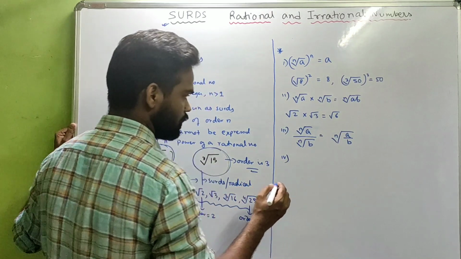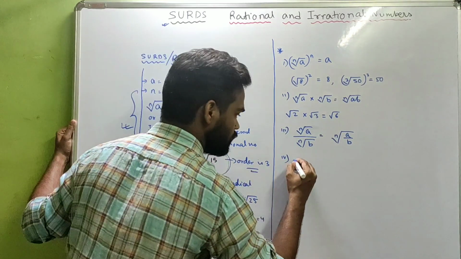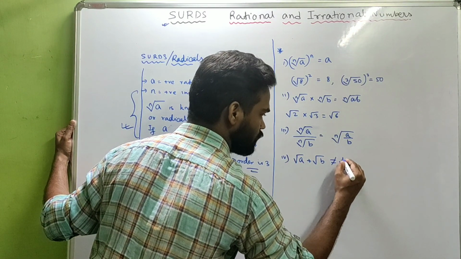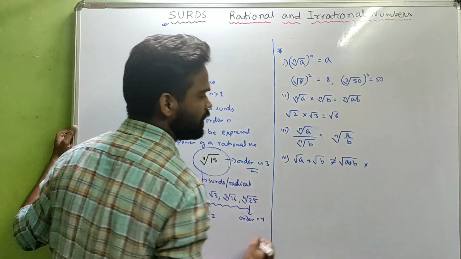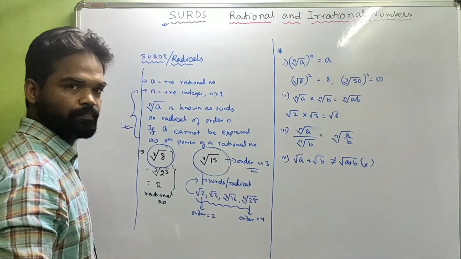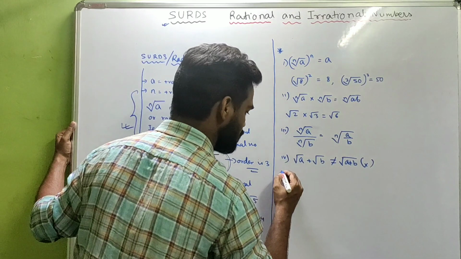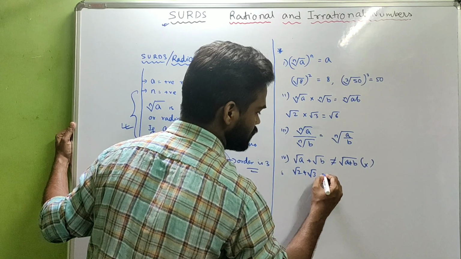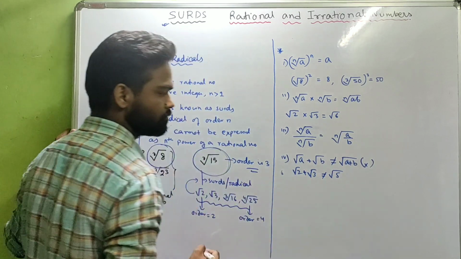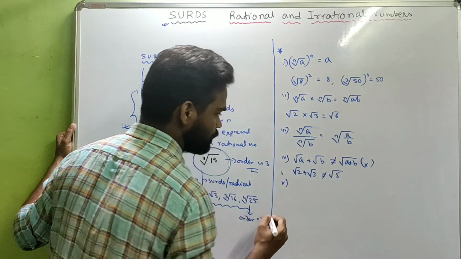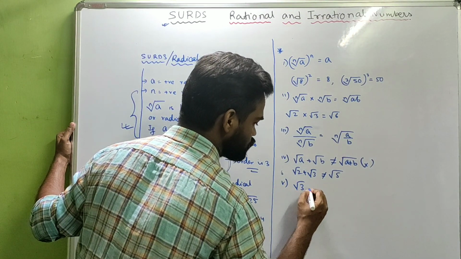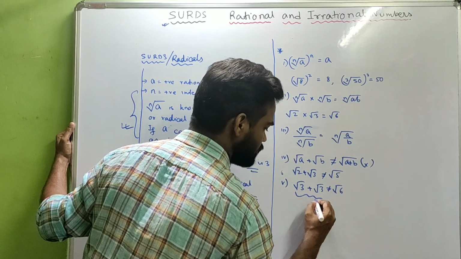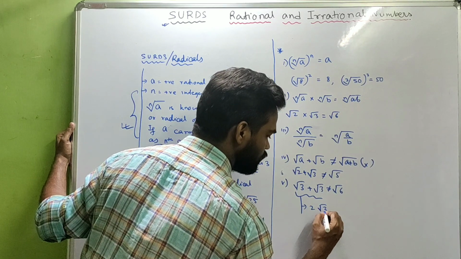Look over here. I'm taking surds of order 2. Root A plus root B. Remember, this is not equal to root of A plus B. I see kids making this mistake. Am I clear? Similarly, for example, root 2 plus root 3 is not equal to root 5. Similarly, root 3 plus root 3 is not equal to root 6. Instead, this is equal to twice root 3.